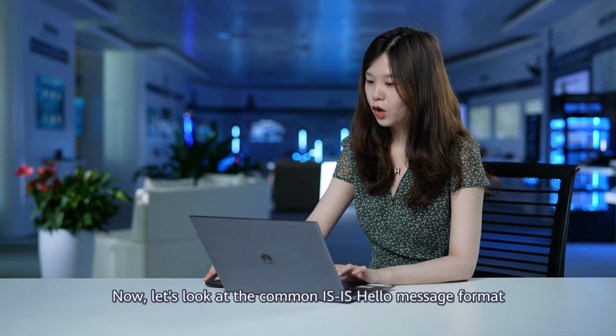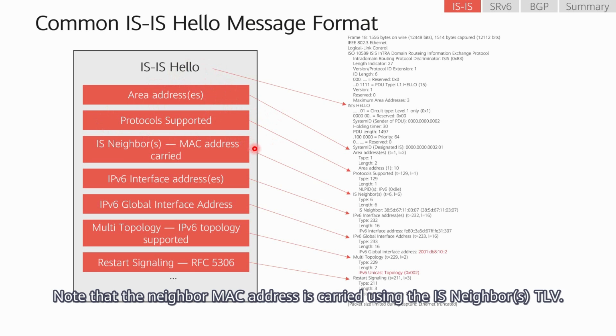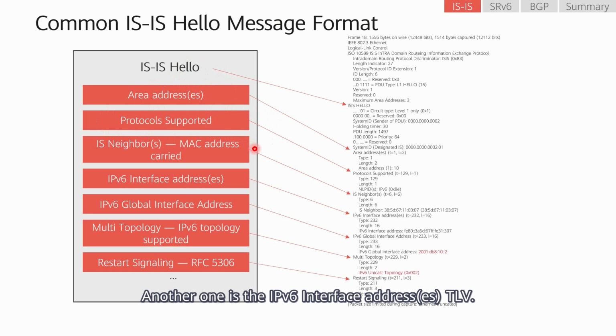Now let's look at the common IS-IS hello message format by using this hello message as an example. It carries several common TLVs, such as the area address, protocols supported, and IS-neighbor TLVs. Note that the neighbor MAC address is carried using the IS-neighbor TLV. Another one is the IPv6 interface address TLV. This TLV carries link local addresses, which IS-IS can use to establish neighbor relationships.